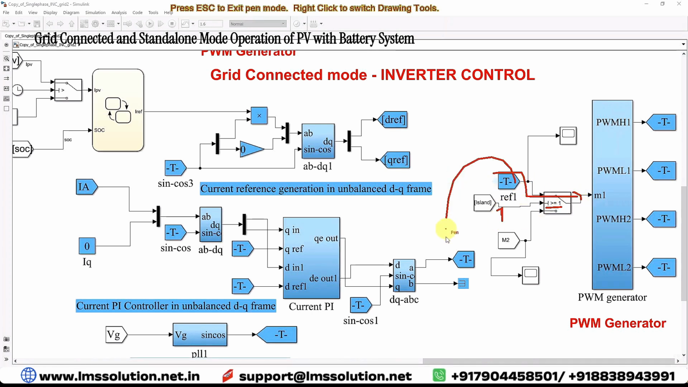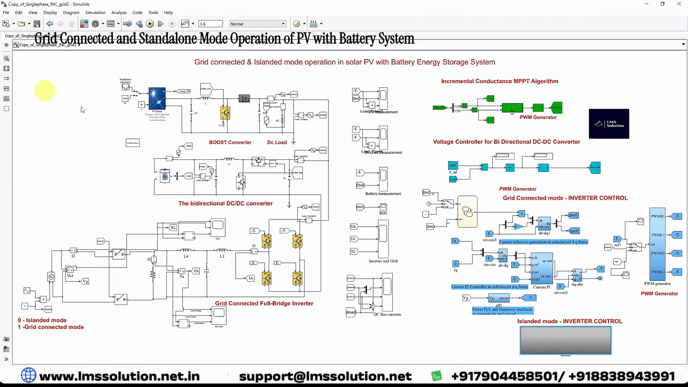This one comes from here, the modulating signal from the grid connected mode inverter control. That means where the grid is connected with the system, we are going to take this modulating signal. When the grid is disconnected from the system, we are going to take the modulating signal from the islanded mode control. Next I will explain the system.